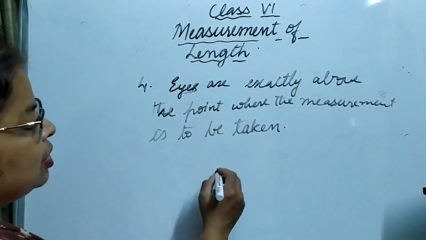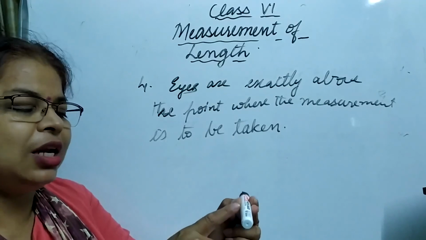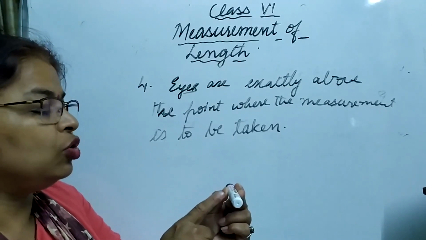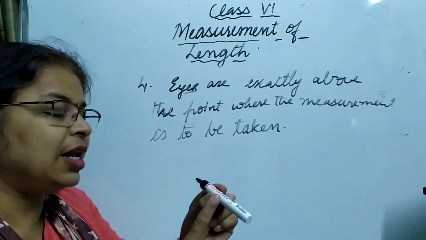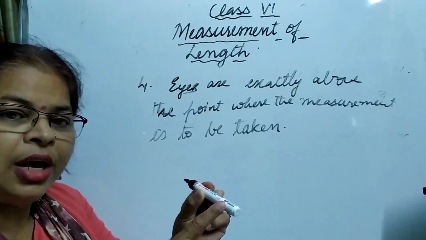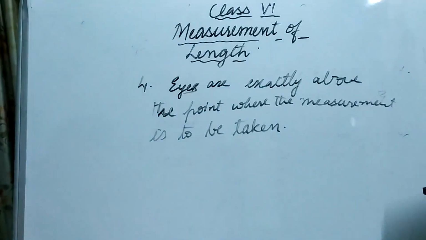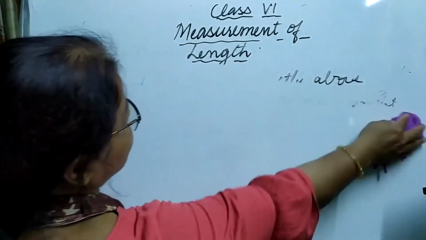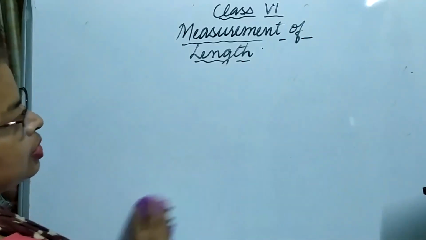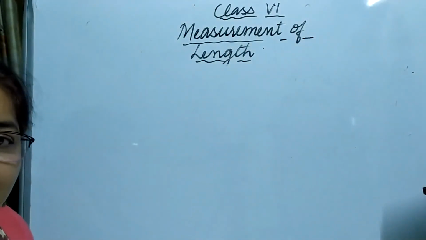See, for example, this is the thing that I want to measure. If I have to measure the distance or the length from here till here, what am I going to do? I am going to put my eyes here. Okay? Eyes should be just above the point. If it is like this, then things will go wrong. Okay? So we are not able to measure the length properly. Okay? So error can develop. Okay? So this is the concept of how we should measure the length of any object. So I hope everyone has understood the concept of measurement of length. So revise this for today.